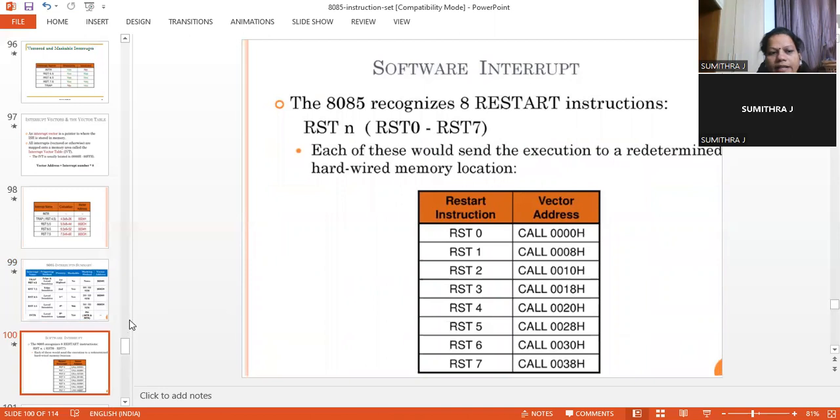So that's all about the different types of interrupts related to the 8085. In my next video, I will explain the timing diagram.